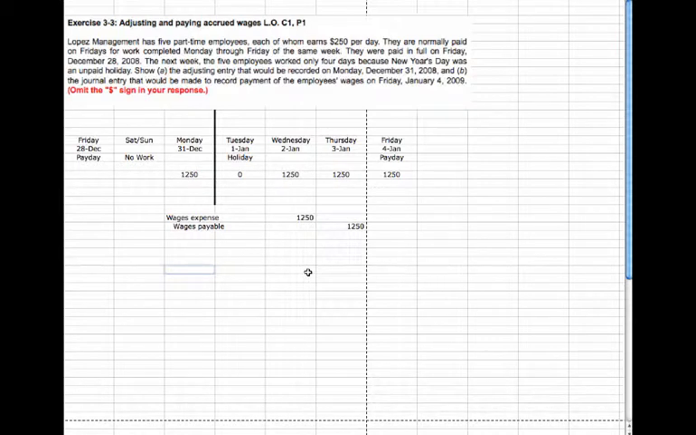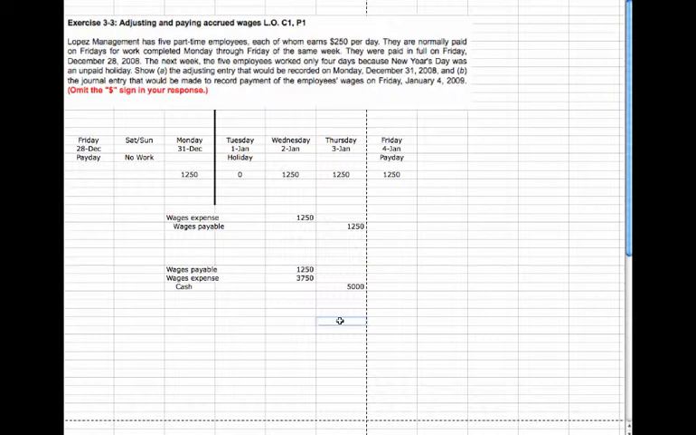So we have to decrease the wages payable because we're no longer going to owe it to our employees, because we're going to make the payment on Friday for $1,250. Then we're going to have to recognize the wages expense for the 3 days worth of work, which is going to be $3,750. And then we're going to recognize that we did pay them. We're going to pay them $5,000 in cash to reduce the cash by $5,000.